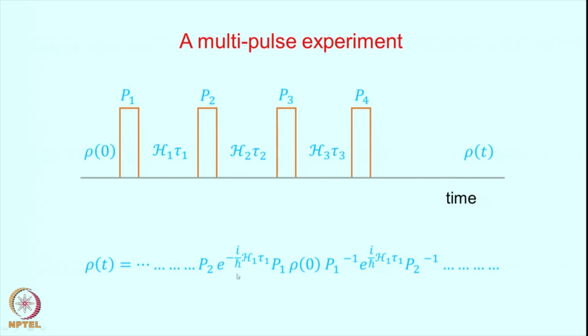So e to the minus i by h cross H1 tau 1, and on this side you have e to the i by h cross H1 tau 1. So now I have reached the end of this. Now apply the pulse again. So if I apply the pulse, once again I multiply by P2 here and P2 minus 1 here. Then when I reach here, of course I will have to multiply by e to the minus i by h cross H2 tau 2, and on this side e to the i by h cross H2 tau 2, and so on.